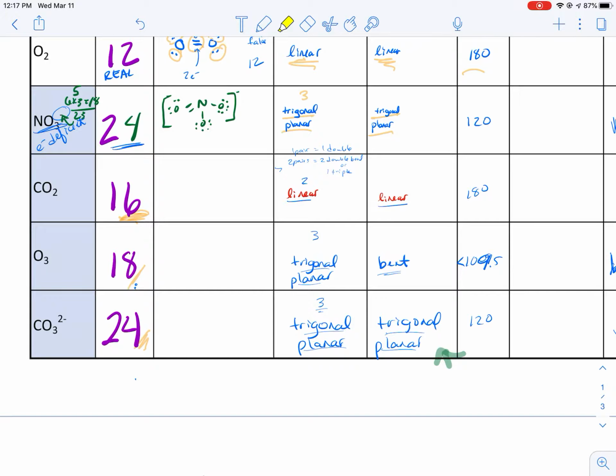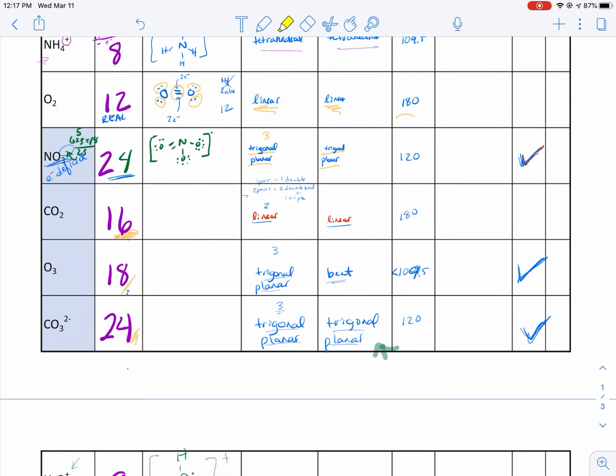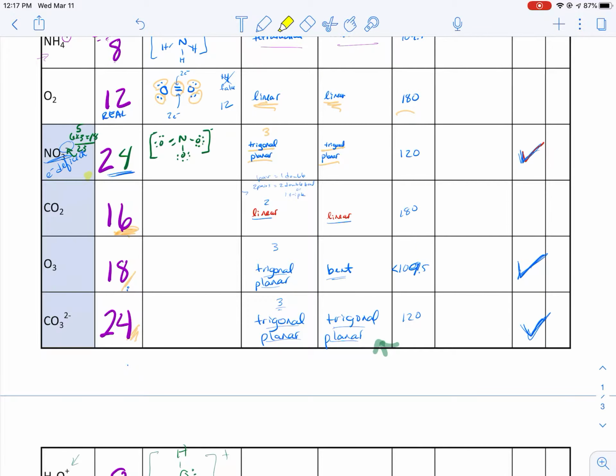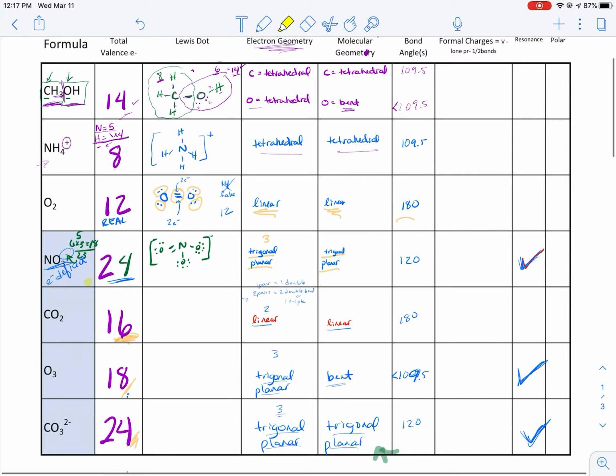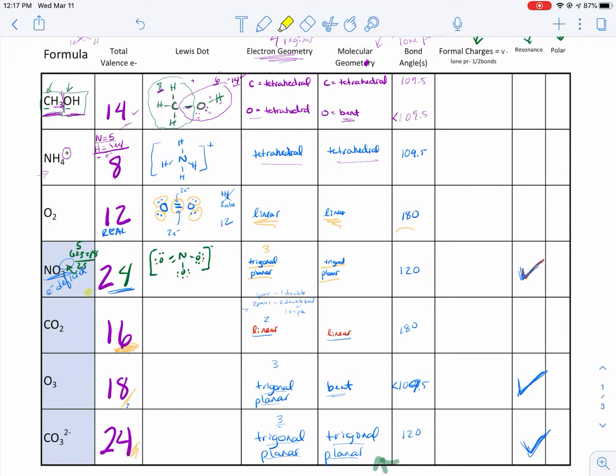And then we want to look at those last 3 columns because that's what's not filled in for a lot of the structures on here. And the fact that these are blue, this is significant. So if we look right over here in the columns, we have formal charges, resonance, and polar.